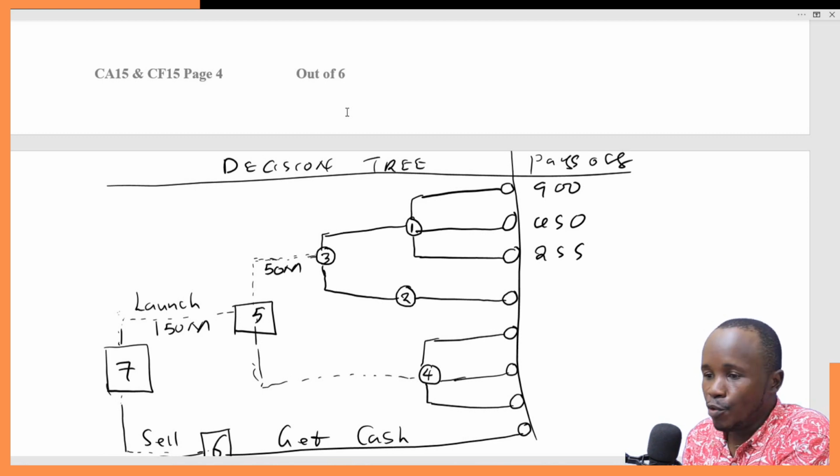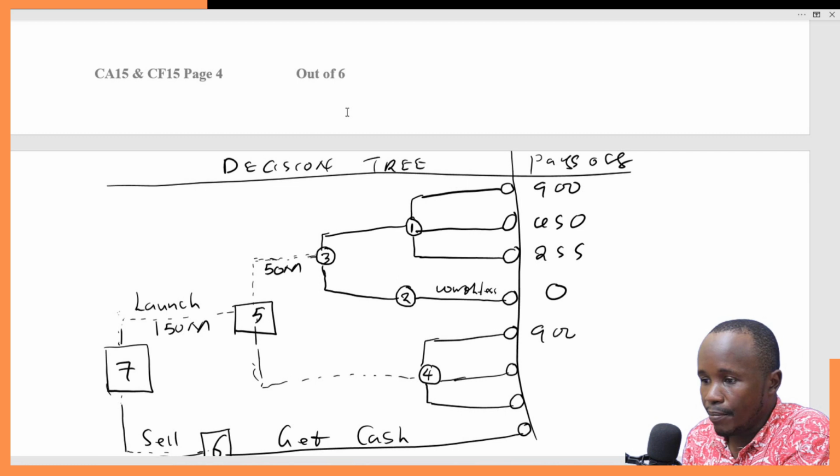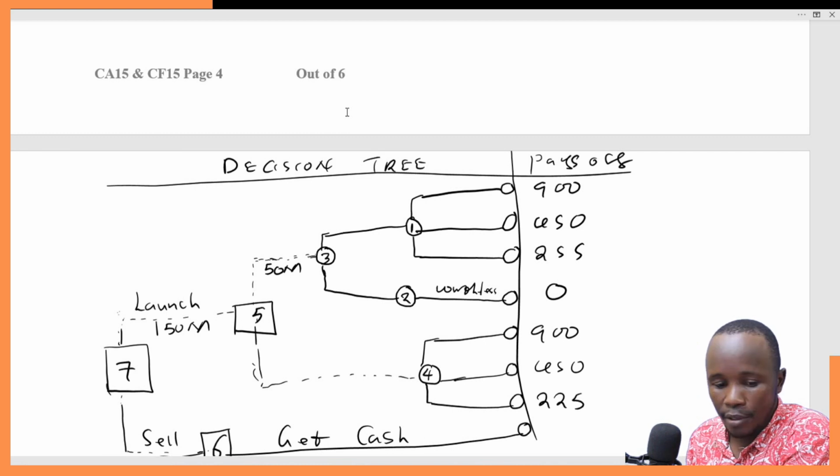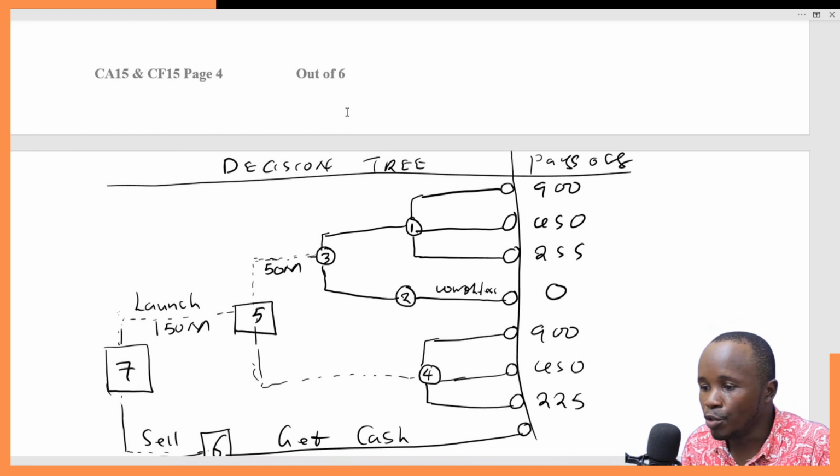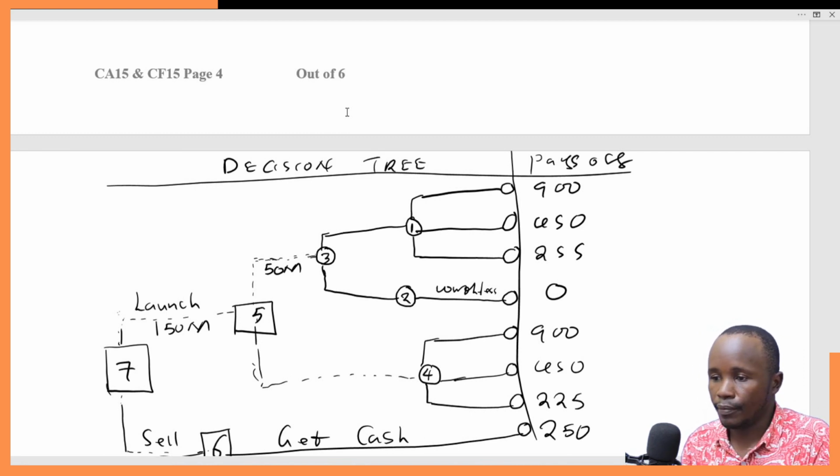If it fails, you are told it's worthless. Worthless means what? Worthless means zero. There is no payoff. Then this is 900 million. This is for 50 million. And then this is 225 million. When you sell, you are told from the question that you will get 250 million.